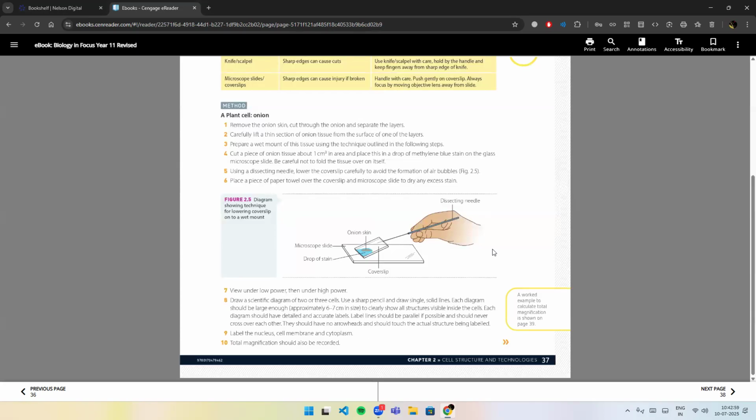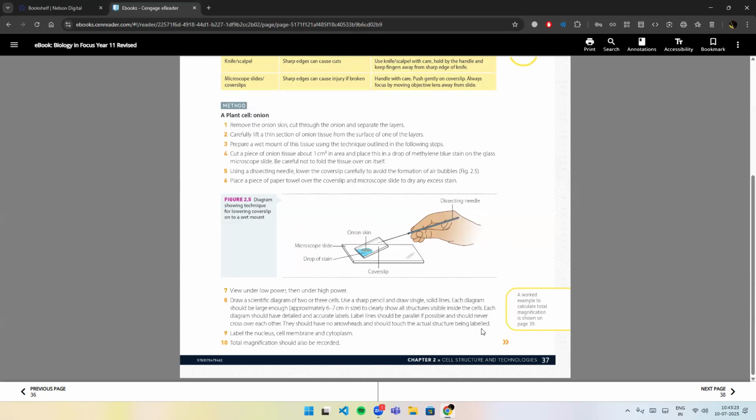Using a dissecting needle, lower the cover slip carefully to avoid the formation of air bubbles. Place a piece of paper towel over the cover slip and microscope slide to dry any excess stain. View under low power, then under high power. Draw a scientific diagram of 2 or 3 cells. Use a sharp pencil and draw single solid lines.